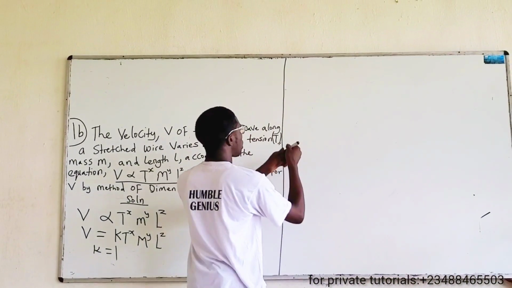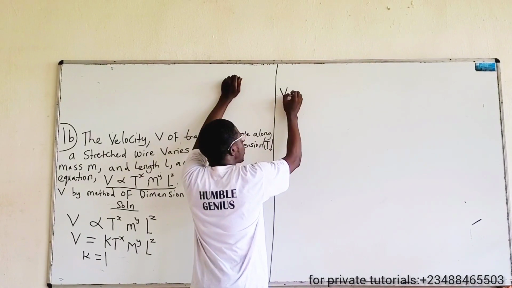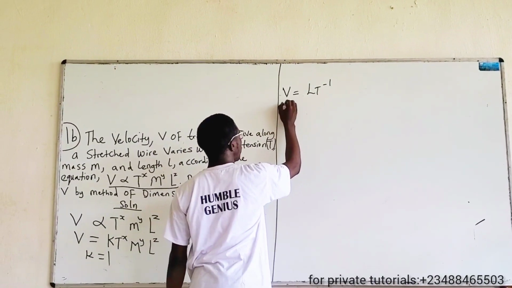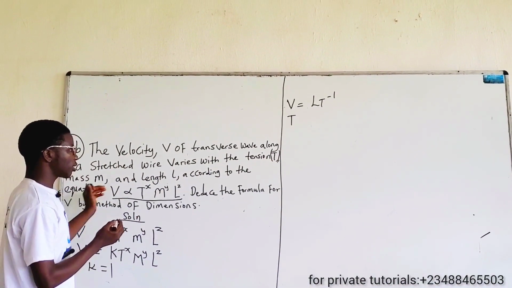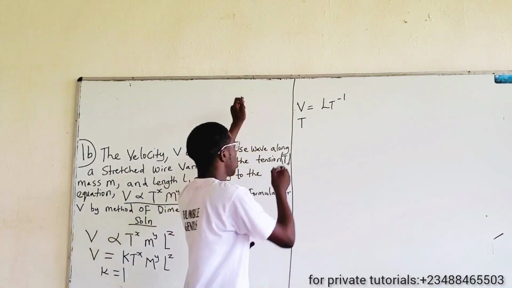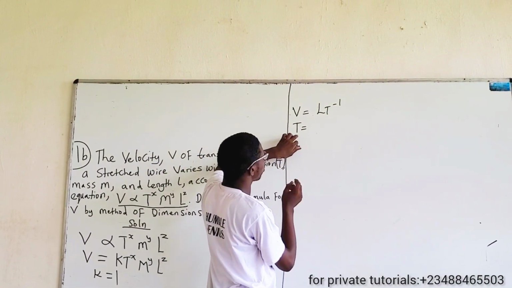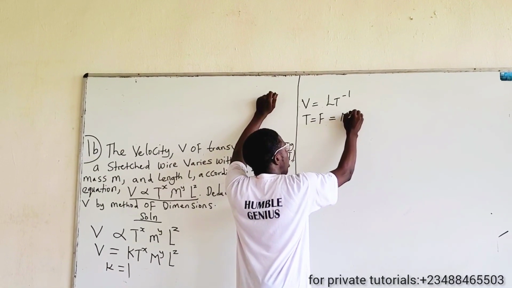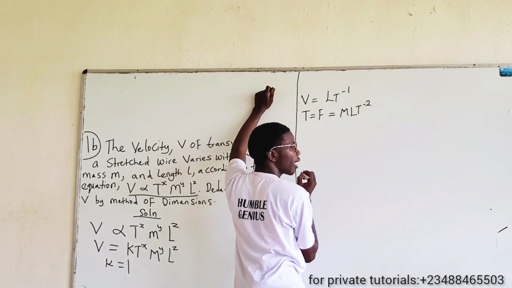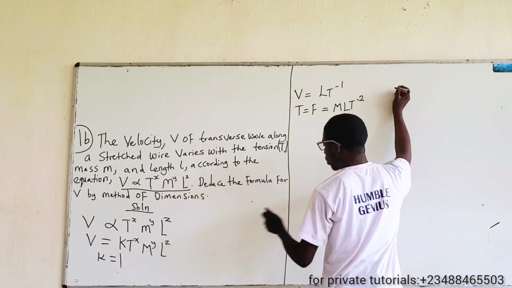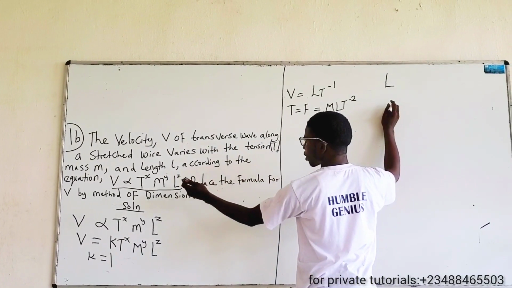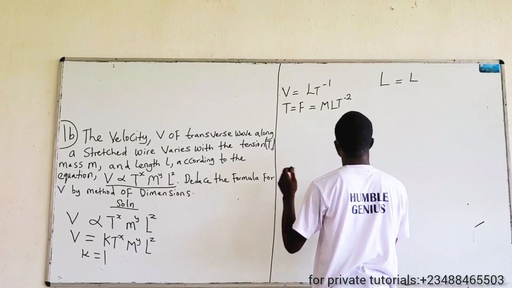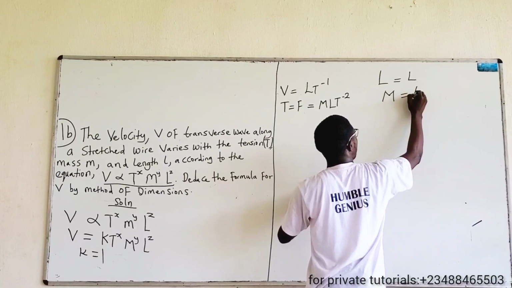Continuing on this board, so I have my v. Dimension of v is actually LT raised to power minus 1. Now let me state the dimensions of all the quantities. Dimension of T. What is T? According to what we have, we were told that T stands for tension. So tension means force. Dimension of tension is also going to be the dimension of force. Tension is the same thing as force. So that will be equal to what? MLT raised to power minus 2. Now I also have to state the dimension for l. l is length. Dimension for length is L, right? So we've stated the dimension for velocity. What's the dimension for mass? Dimension for mass is capital M.